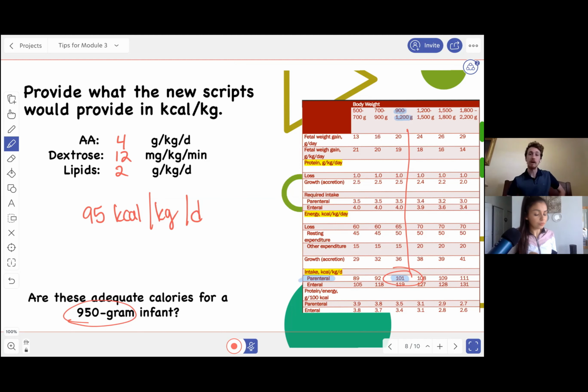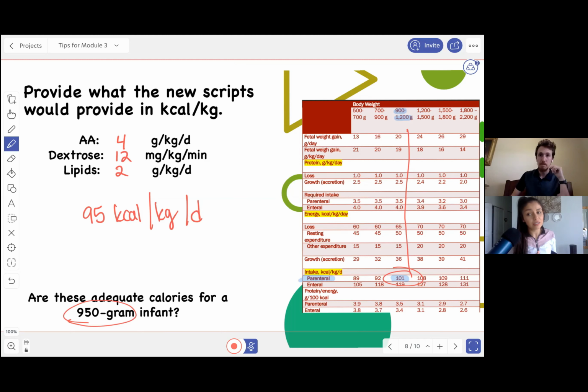So okay. Why don't we look at our script again? Let's increase the lipids from 2 to 2.5 then. Well, we don't want to increase the lipids, because the whole point of decreasing them was because the baby had high triglycerides. Right. Okay, never mind. Why don't we take a look at the amino acids then? What if we tried increasing that to get more calories in? Actually, definitely no. Because according to our guidelines, we should not exceed 4 grams per kilogram per day when you're using PN. So I think our only option is dextrose.